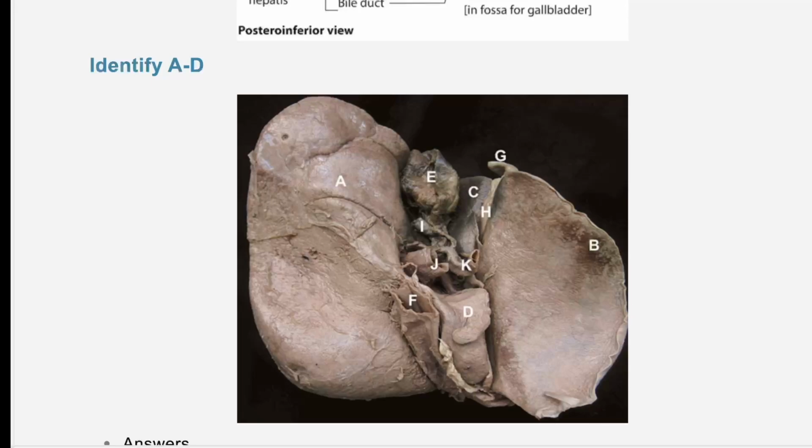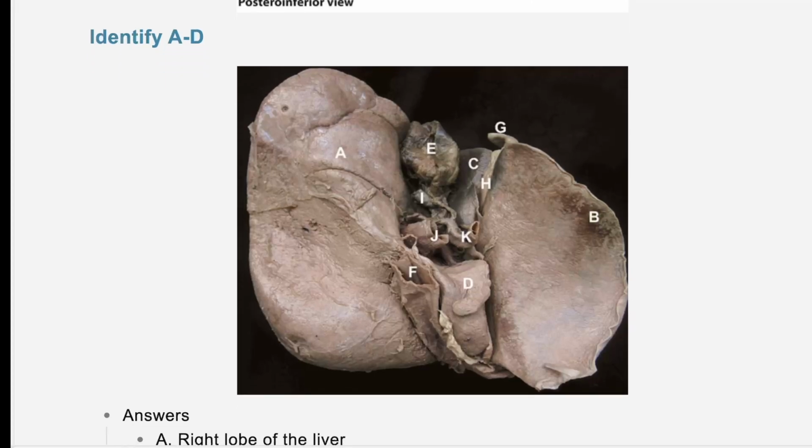And F is the inferior vena cava. We have I, J, and K, that's the porta hepatis, and it will contain I, the common hepatic duct, J, the portal vein, and K, the hepatic artery.